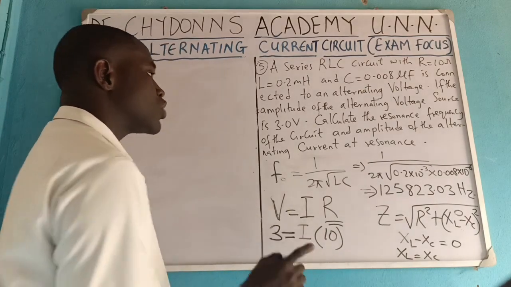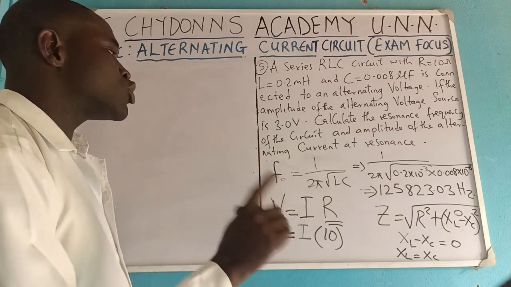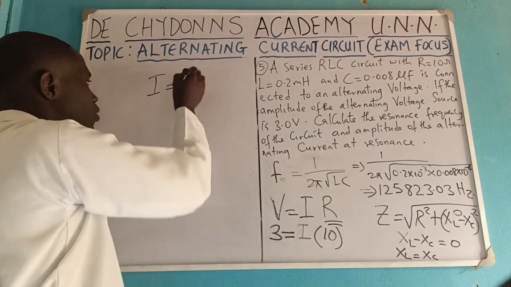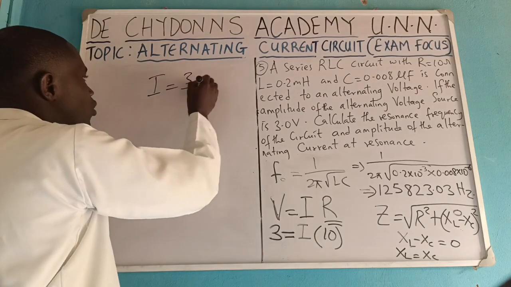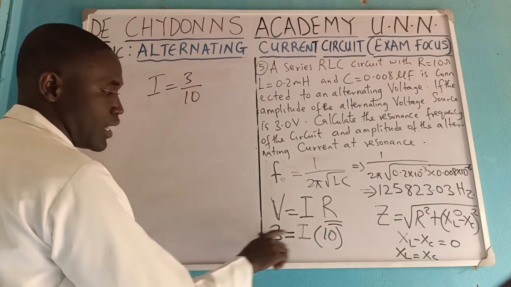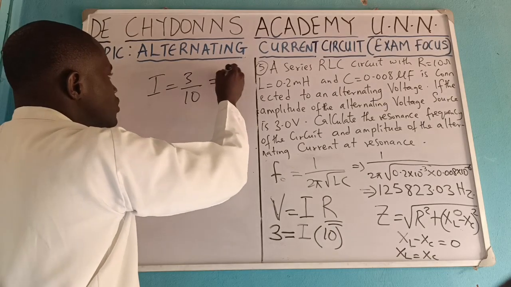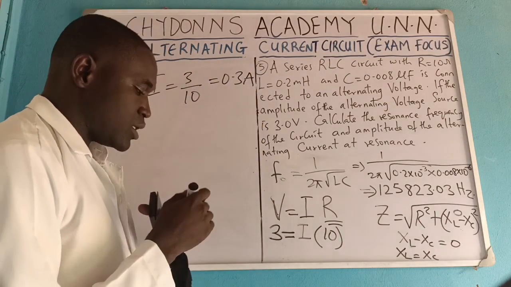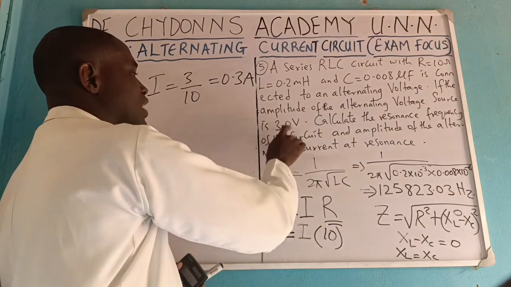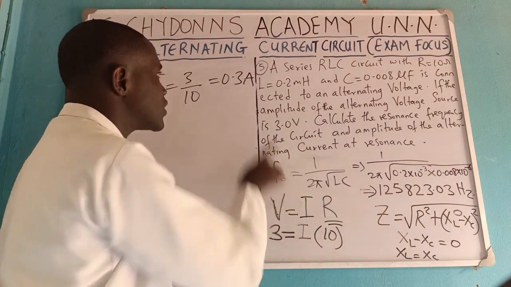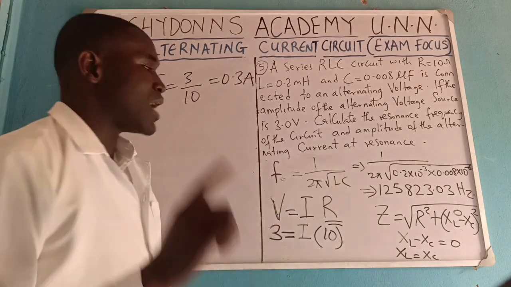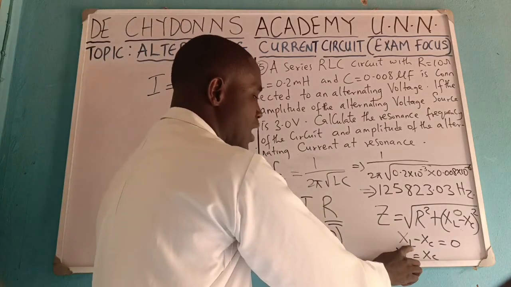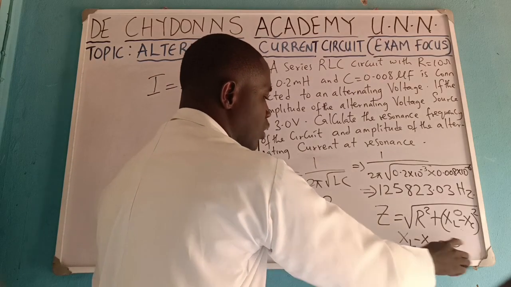Okay? So that means the amplitude of alternating current at resonance will be I equals 3 over 10, which equals 0.3 amperes. That means if your voltage is 3 volts, your current will be 0.3 amperes, having it in mind that at resonance, XL minus XC equals 0.